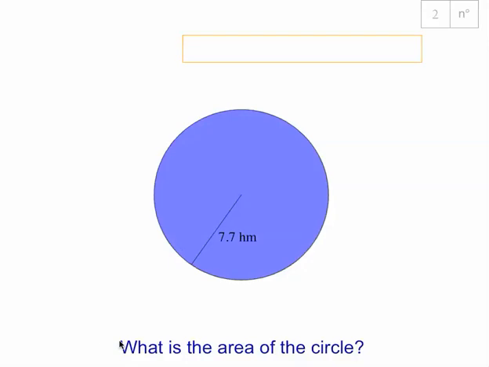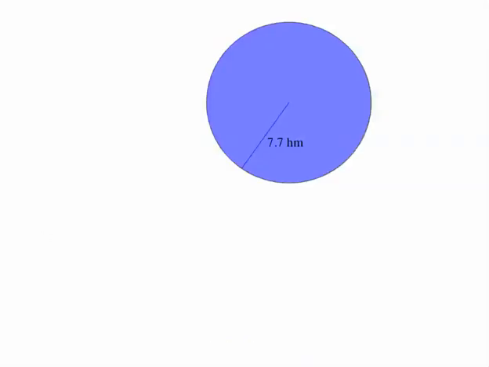Here we are on level 2, looking at the areas of a circle. So we want to find the area of this circle, and the radius is 7.7 hectometers. So let's go and do our work. Now remember, it's a 3-step process.